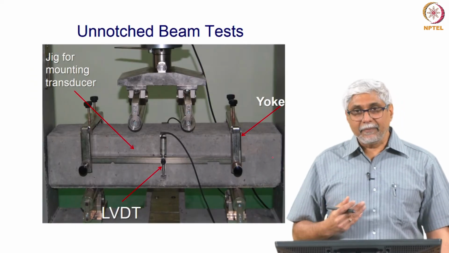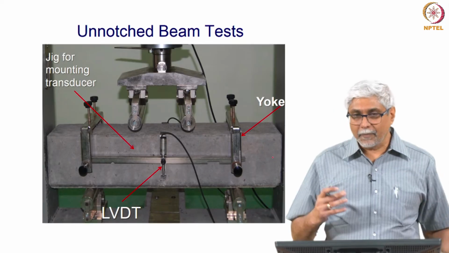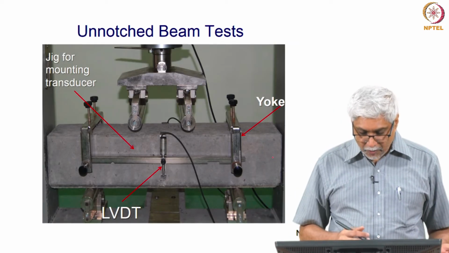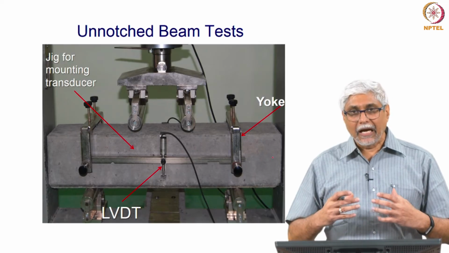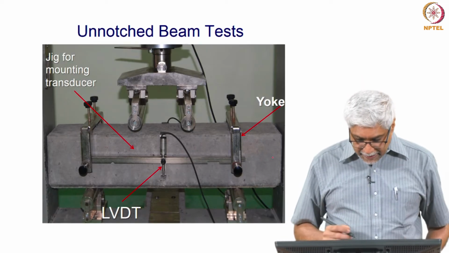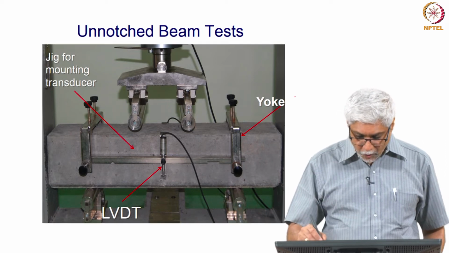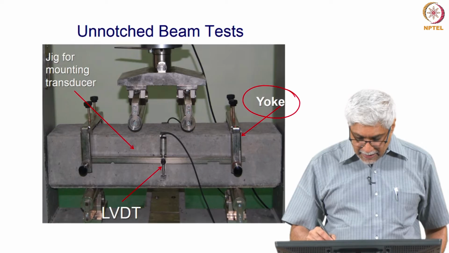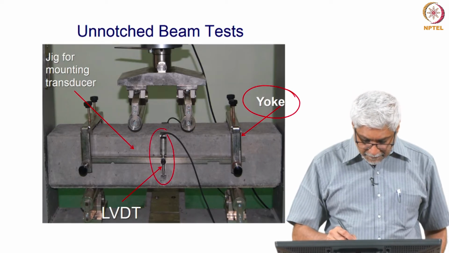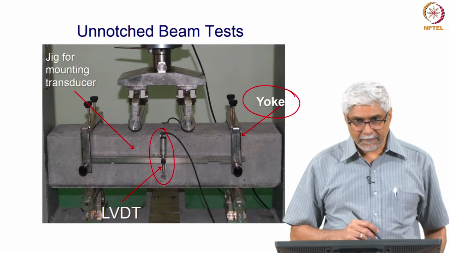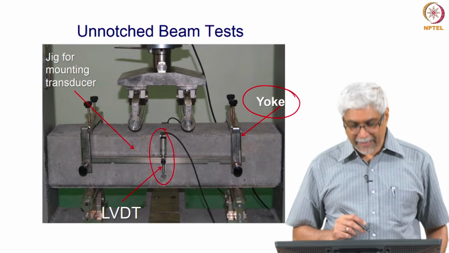The same thing can be extended to unnotched beam tests. So, beam tests that you use for the modulus of rupture, and also you want to see how this specimen breaks. And here you see a specimen that is instrumented with what we call a yoke, which is like a frame that is holding the extensometer so that we can get the displacement. So, it is very important that we get displacements right.